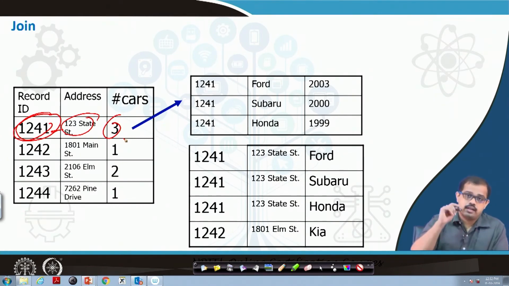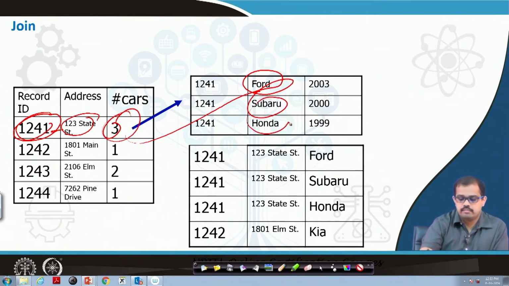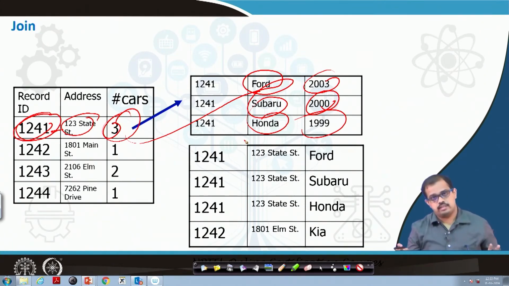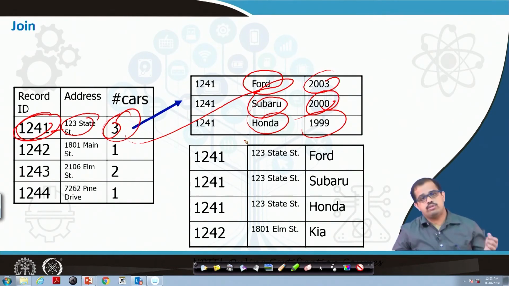Now, if a person wants to know which cars he has, from which company, and when he bought them, then probably using this particular record ID, he or she can access the number of cars, the car brands, and when he or she bought each car, right. So now, if I have to represent this, for example, I make a query saying that 3 cars of the 1241 address and the date of buying.